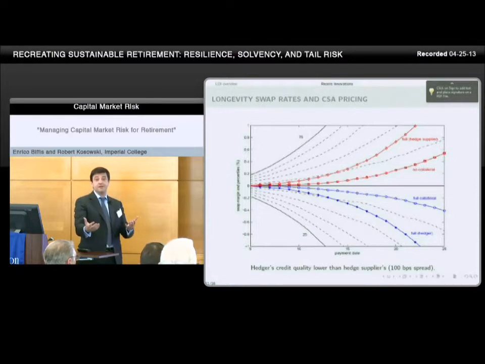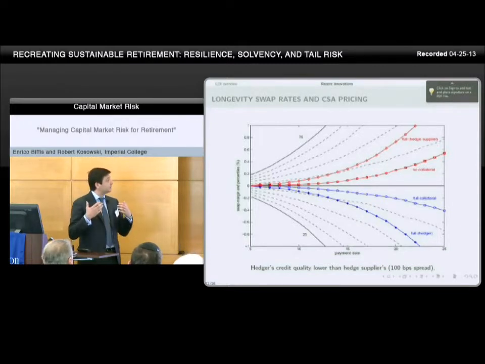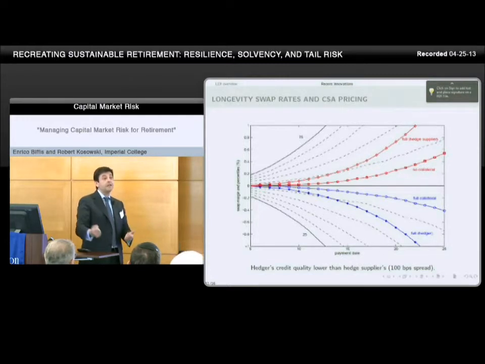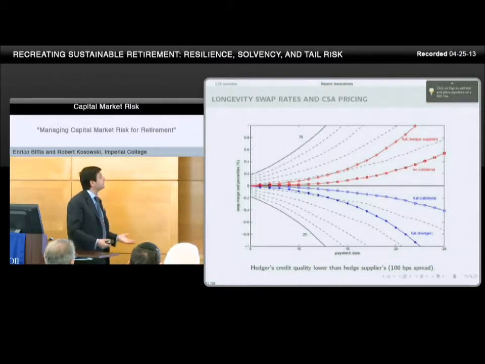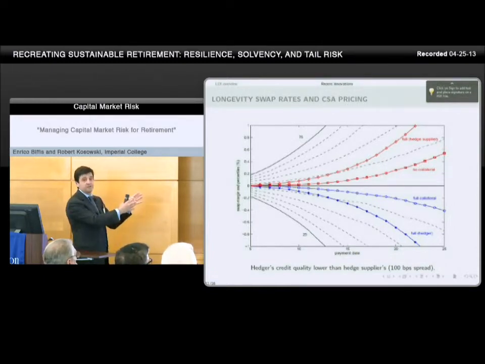It's very difficult to understand the price of an instrument if you don't understand the CSA, because that specifies what's going to happen depending on whether the credit quality of the counterparty deteriorates or not. And of course, protection against counterparty risk is costly. Whenever you wire over collateral, you are transferring resources which you could deploy somewhere else, so there is a funding cost associated with that. Just to give you an example, a picture with two counterparties, a hedger and a hedge supplier in a longevity swap transaction, and as a benchmark, this kind of projection associated with the Lee Carter model.